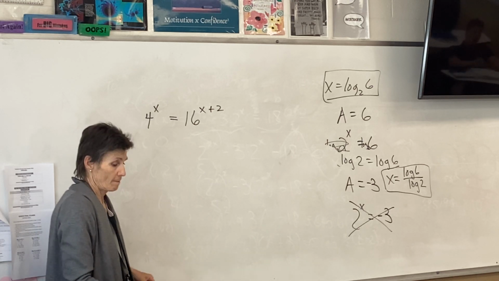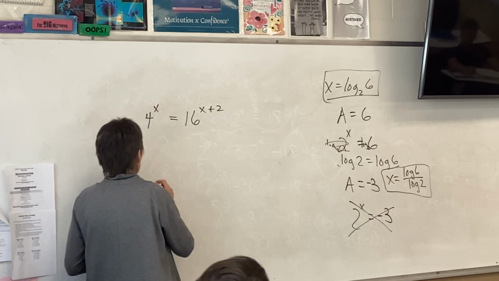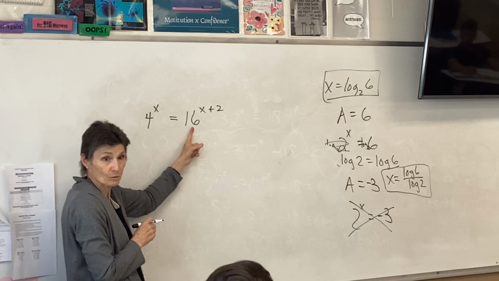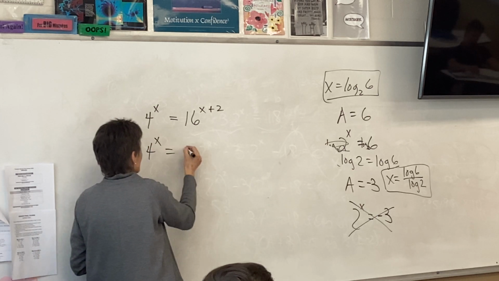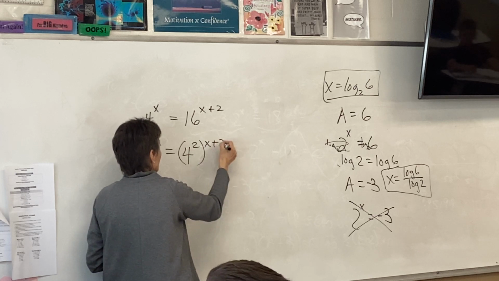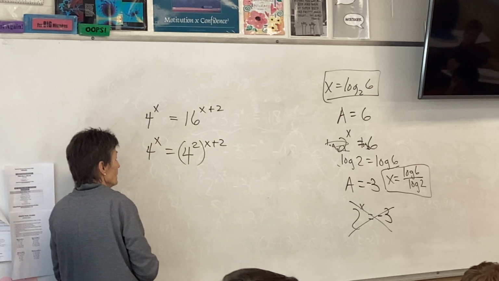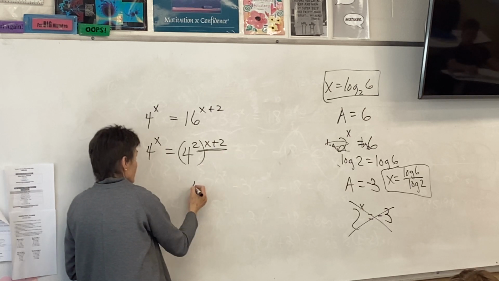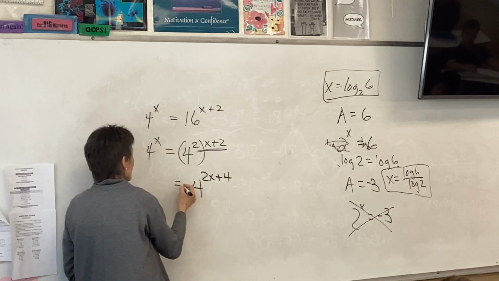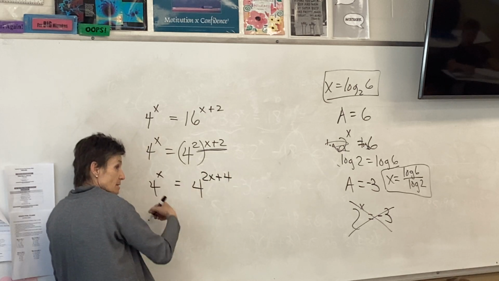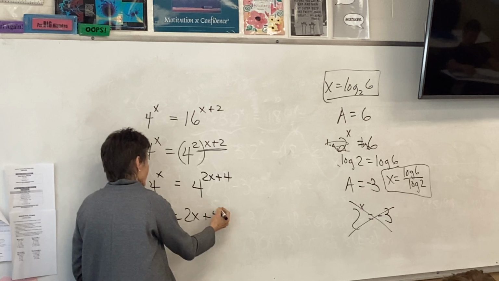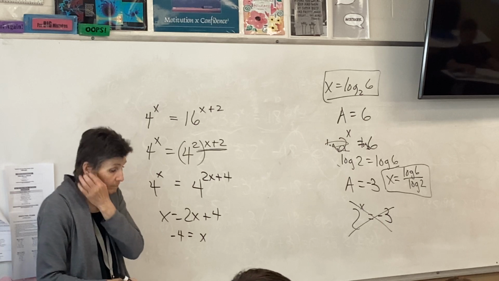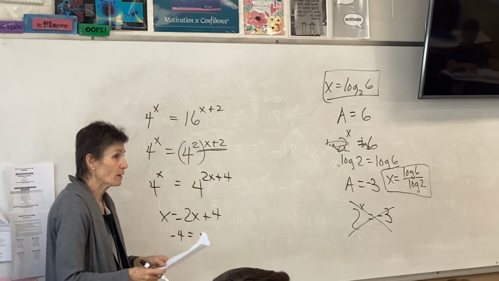What are you going to do? You're either going to change everything into 2's, or you could just change the 16 into 4 squared. So 4 to the x equals 4 squared to the x plus 2. Now, what's going to happen right here? Double exponent. It's going to be 4 to the 2x plus 4. And then we can just set them equal to each other. So it looks like x is negative 4 if I did my arithmetic correctly. Does that seem okay?